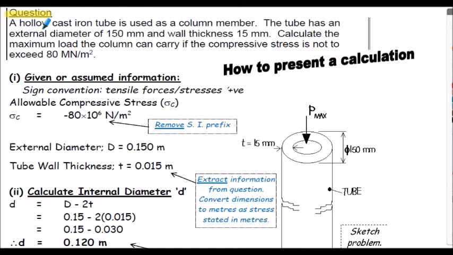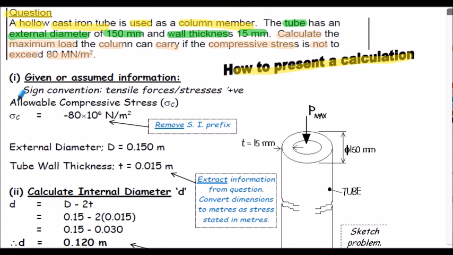So the question states we have a hollow cast iron tube that's to be used as a column member within a structure. The tube has an external diameter of 150 millimeters and a wall thickness of 15 millimeters. We're asked to calculate the maximum load or force that the column can withstand, if the compressive stress in the column is not to exceed 80 meganewtons per meter squared. So we're going to show how to present this calculation.